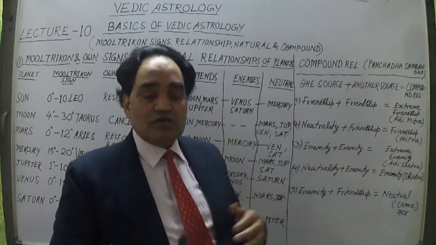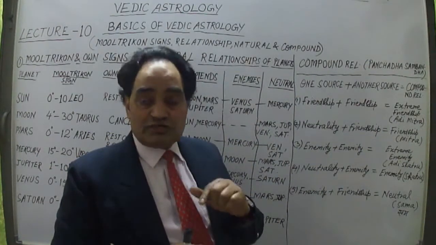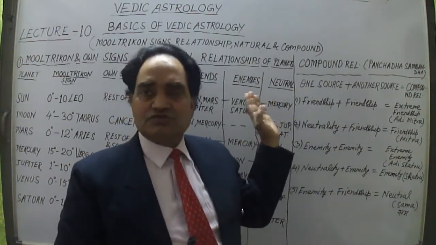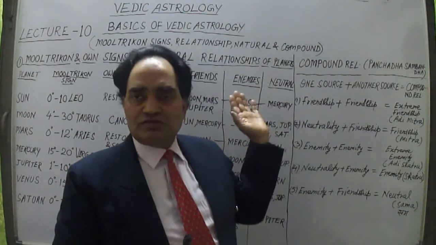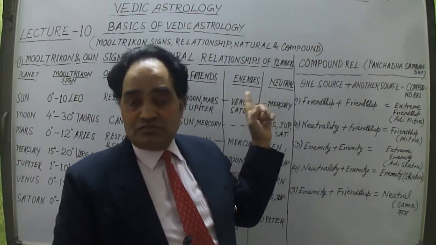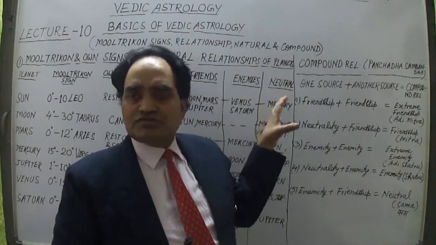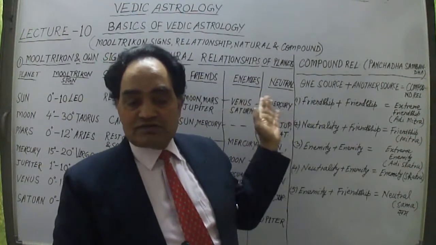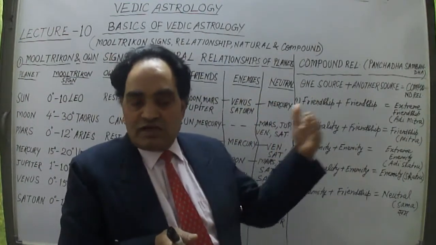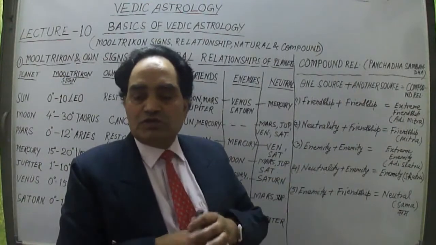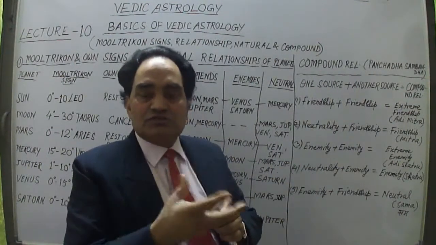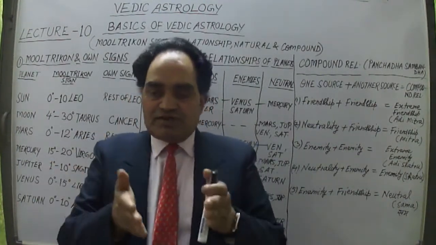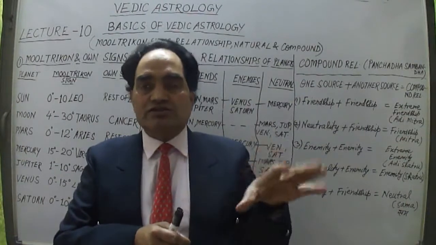Now I am talking about the natural relationship. I talked about natural relationship during my lecture series on marriage matching, which you can see. Planets have friends, enemies, as well as neutrals. Neutral means no friend and no enemy, that is neutrality. So some planets are neutral to each other, some are friends, some are enemies. This is known as natural relationship.